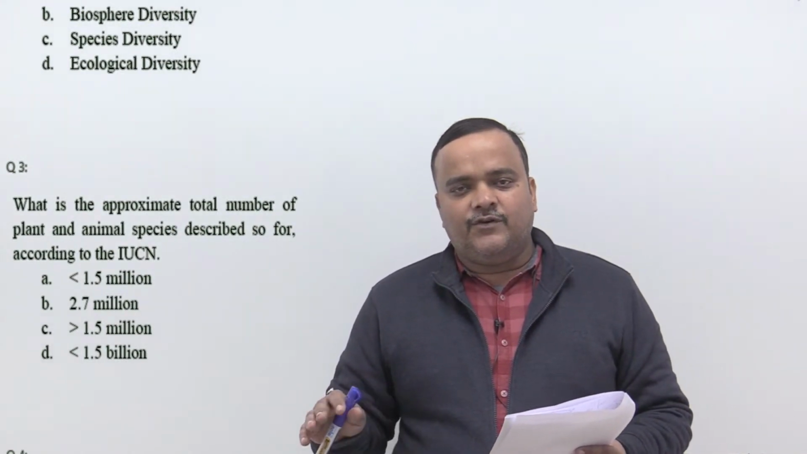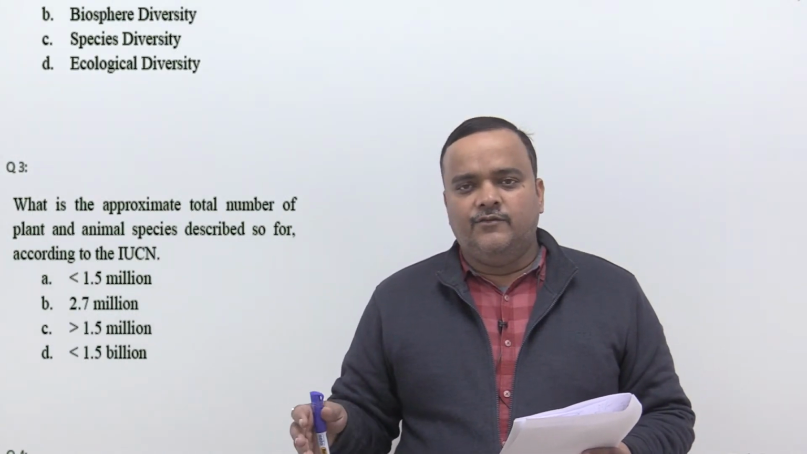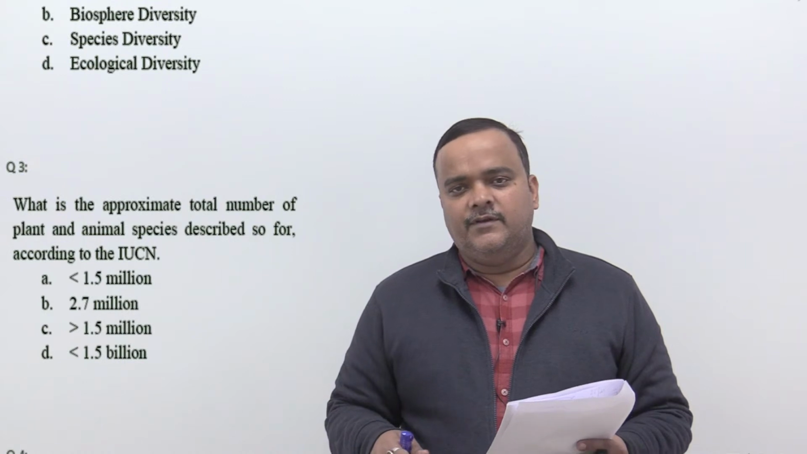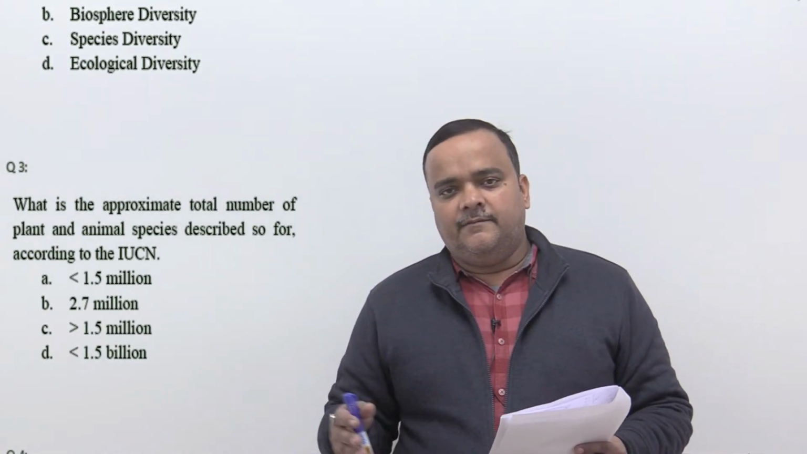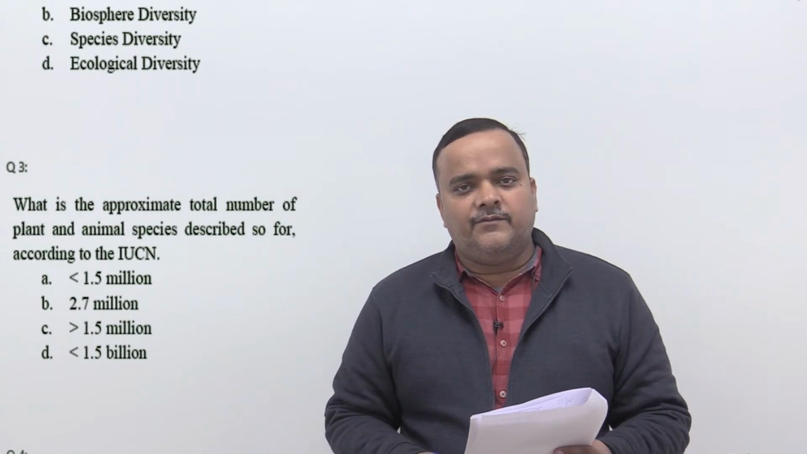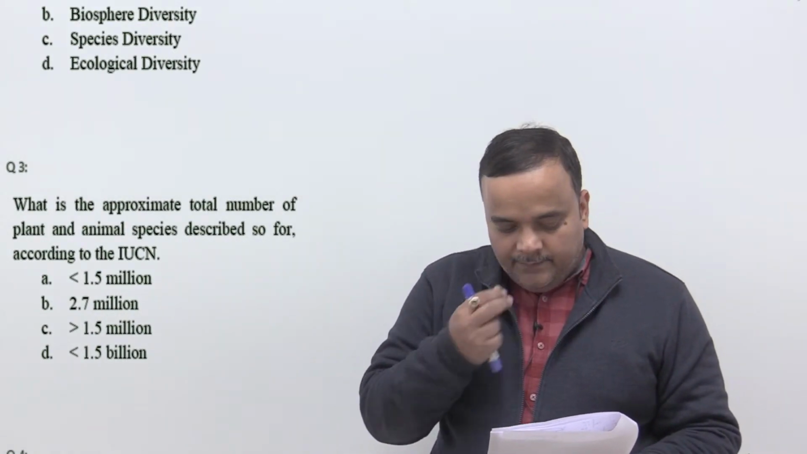So depending upon the choice you will answer. If the answer is 1.7 and there is no choice like more than 1.5, you will go for 1.7 to 1.8 million. And if the choice is more than 1.5 million, you will go for more than 1.5 million. So answer will be C.